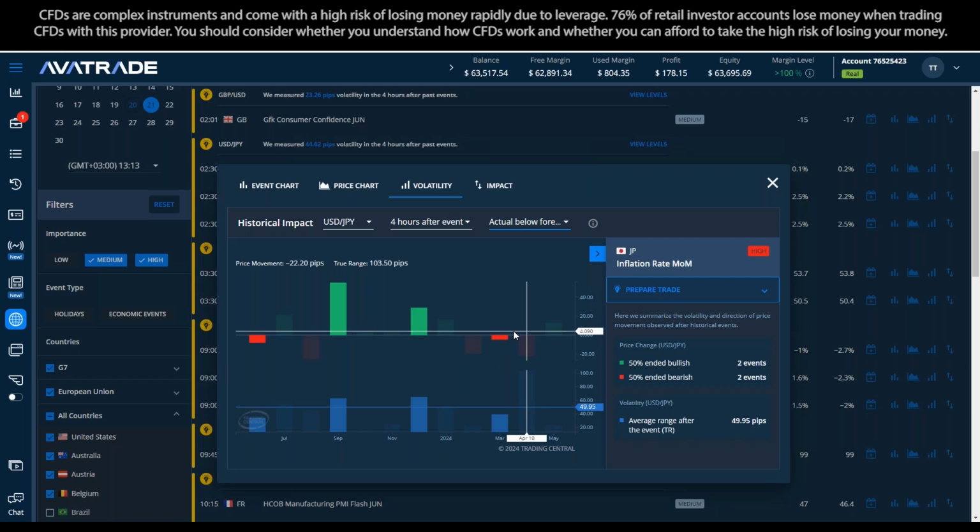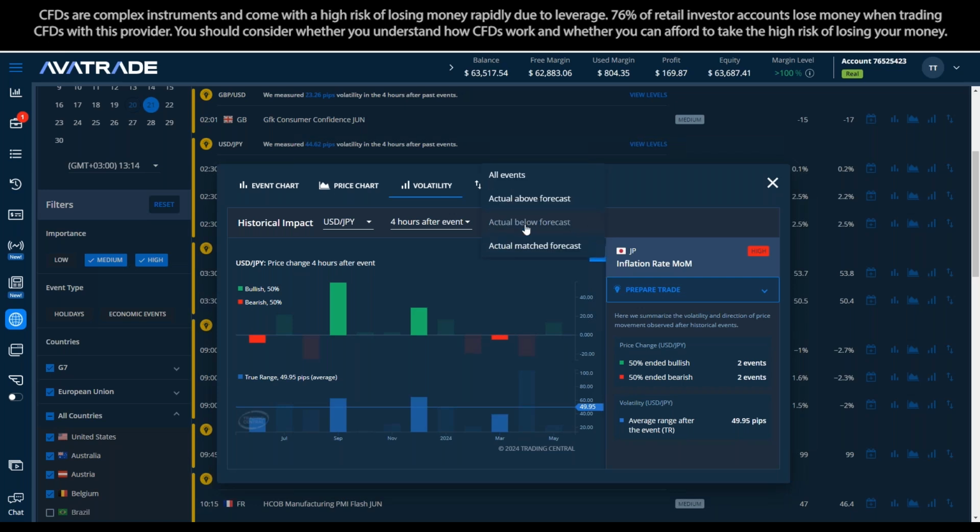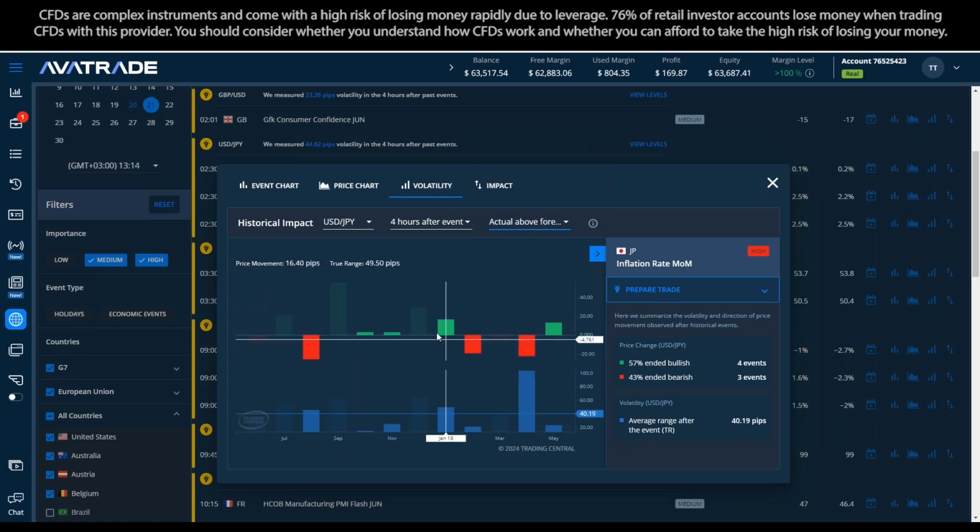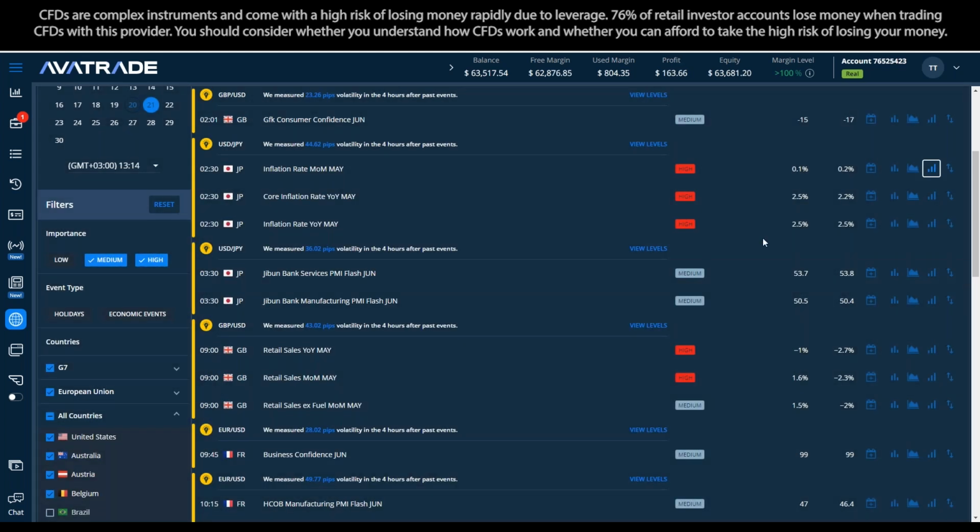So it looks like there's a clear advantage, not percentage-wise, but pip-wise, to buy if this comes in below forecast. And if it comes in above forecast, there's just as much upward movement as downward movement. I would probably lay off this one. Okay, that's what the data is showing from the past.